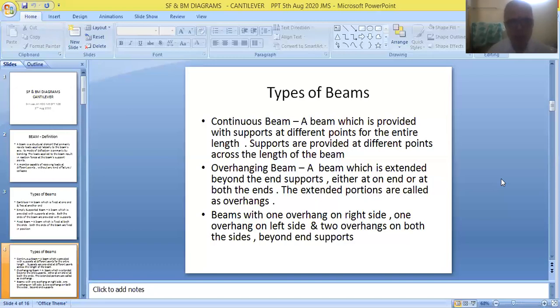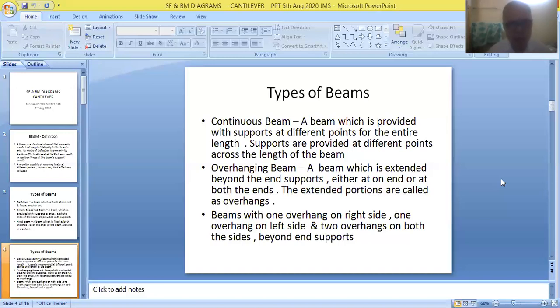That means either at the left end of the beam, or at the right support of the beam, or on both the ends of the beam. So if that is the case, its extended portions are called overhangs. Extended portions are called overhangs. Therefore, it is referred to as overhanging. So, in this we have again different varieties.